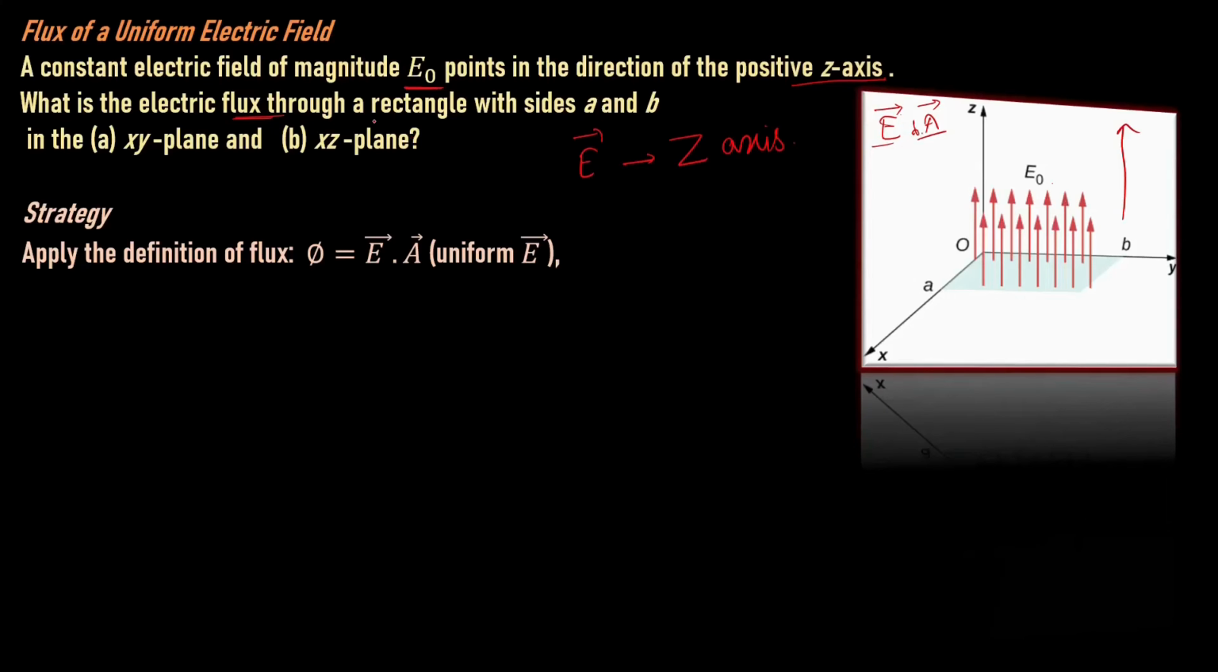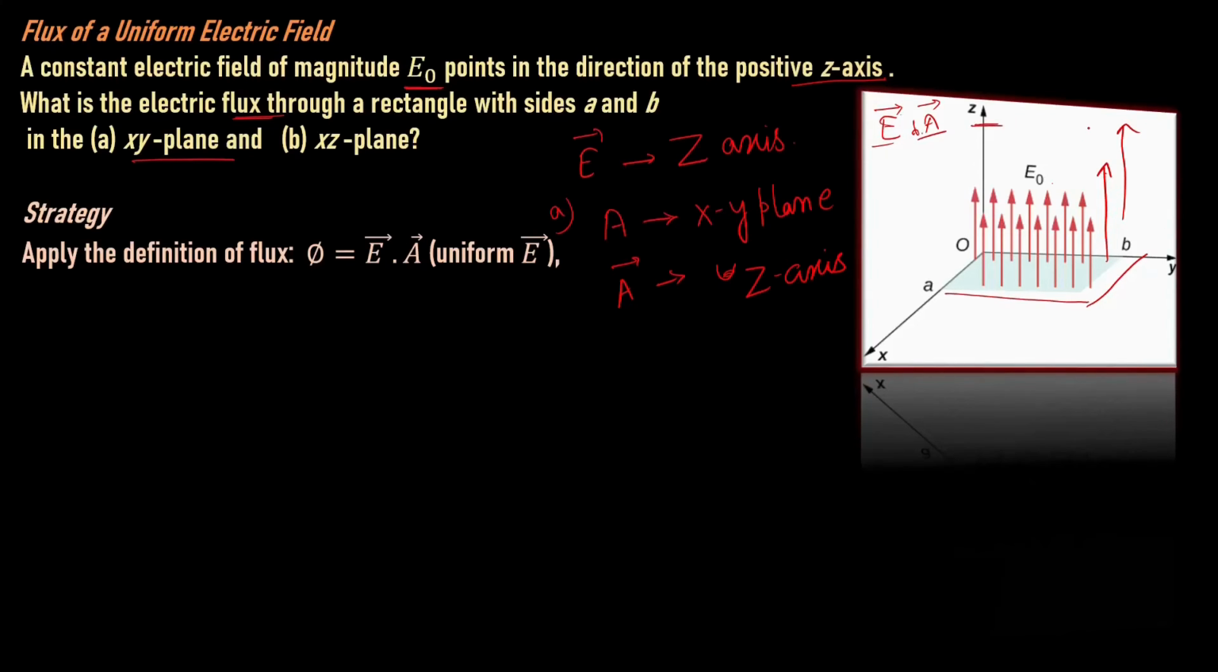Next, we have an area, a rectangle of sides A and B, which is lying in the XY plane. So our first situation is for the XY plane. This area element AB is lying in the XY plane. This is again an important key point. If we draw the area vector, which is perpendicular to this given XY plane, the area vector will be pointing along the z-axis.